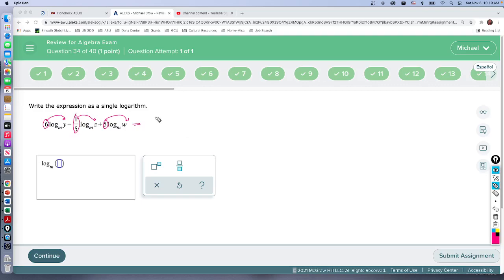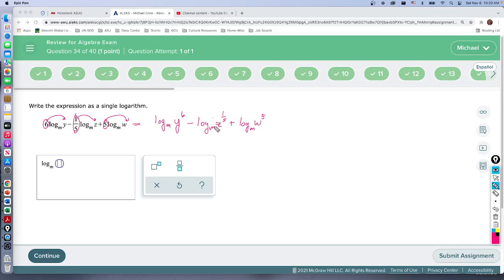Okay, so we're going to have log base m of y to the 6th minus log base m of z to the 1/5 and plus log base m of w to the 5th. Now be careful on your variables in here, y, z, and w. So that's the first part, is get every multiplication up to being an exponent.